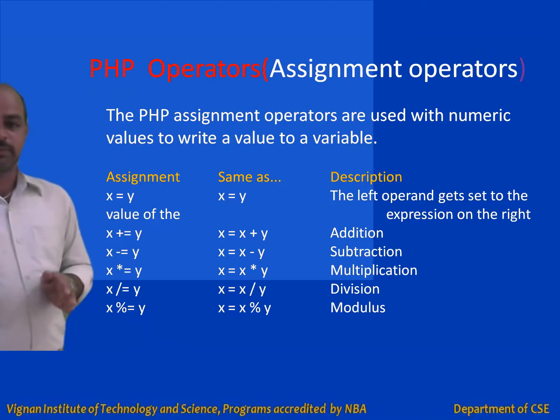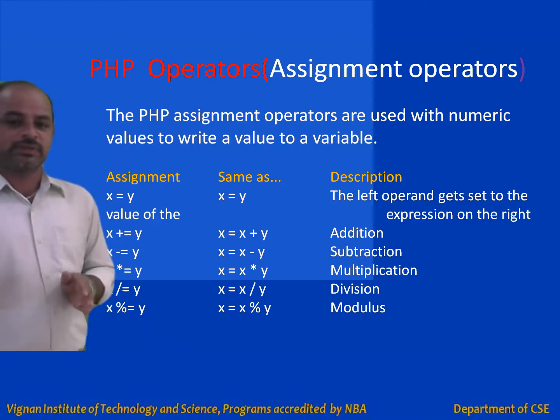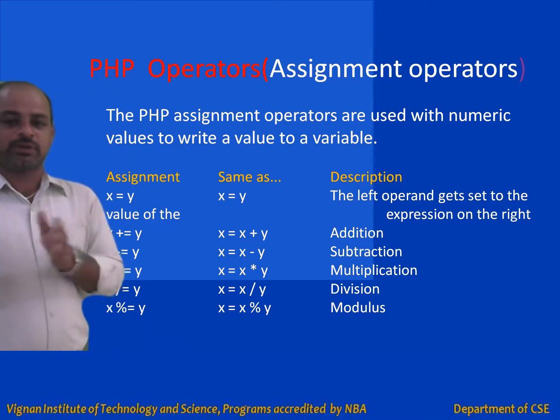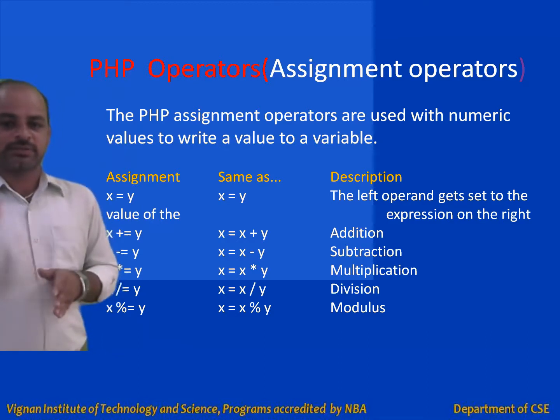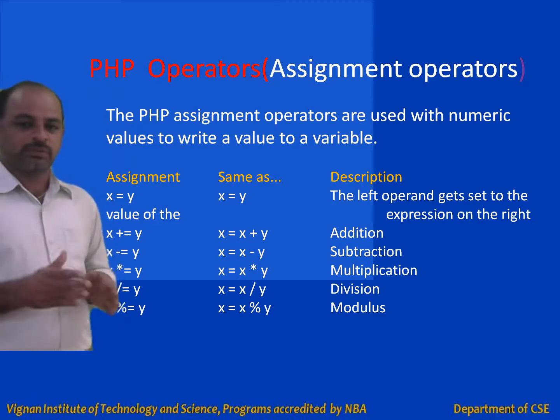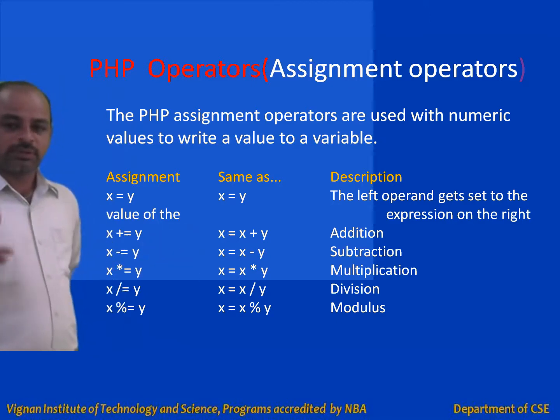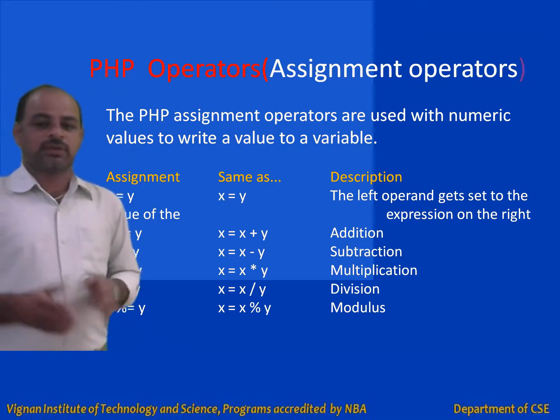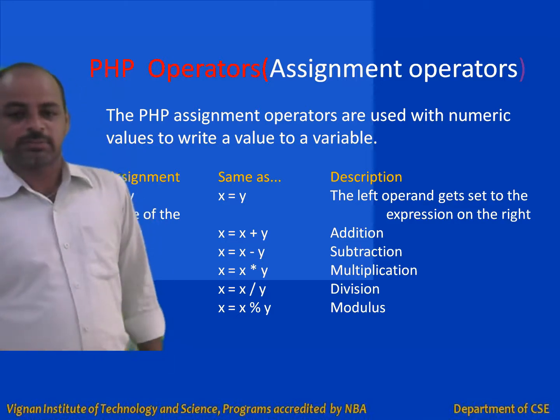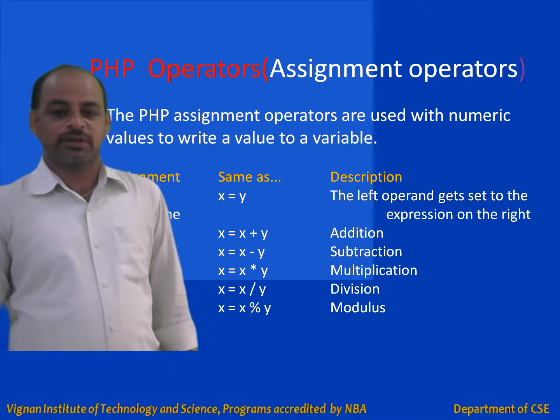And x multiplication is equal to y, x division equal to y, x modulo equal to y. So the equivalent expressions are also written here: x is equal to x minus y, x is equal to x into y, x is equal to x division y, and x is equal to x modulo y. So these are addition assignment, multiplication assignment, division assignment, and modulo assignment here, right?